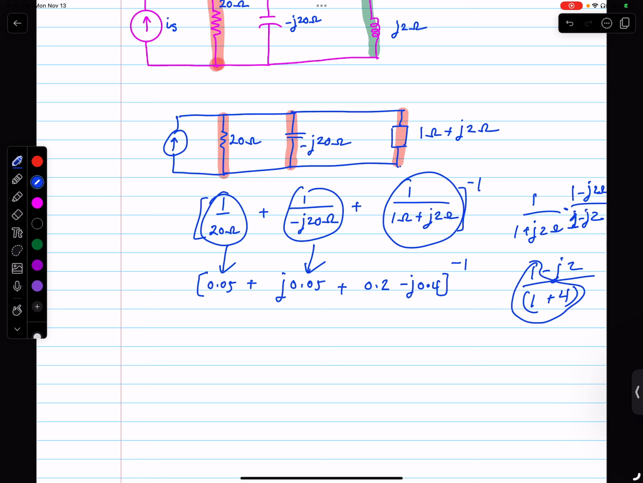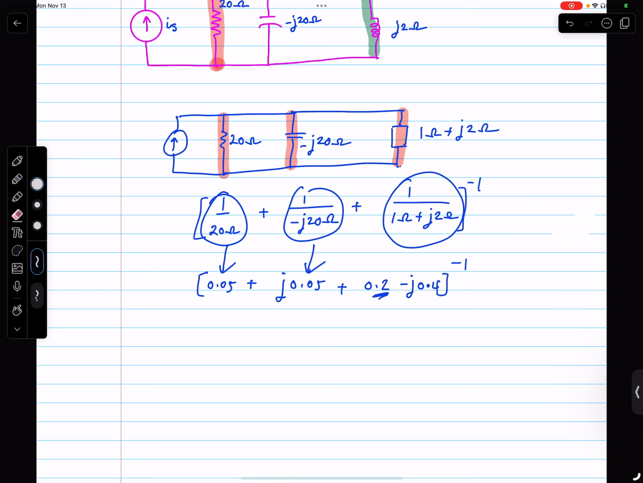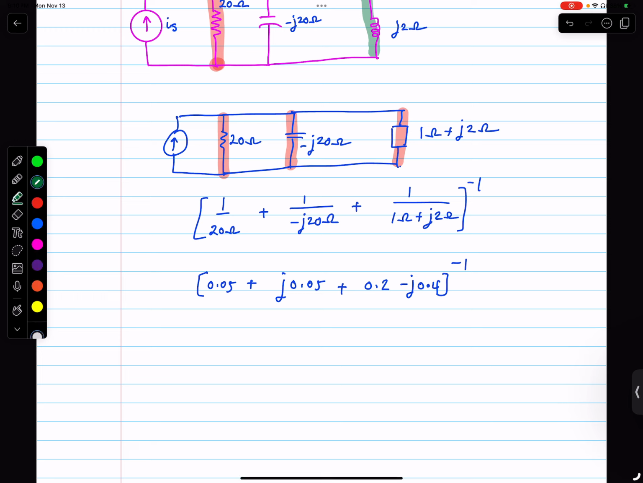So 1 over 5 will give you 0.2, and 2 over 5 will give you 0.4. So it's a mathematical simplification. All I have done is to simplify mathematically the individual terms. This guy corresponds to this, and this guy corresponds to this, and all of this corresponds to this.